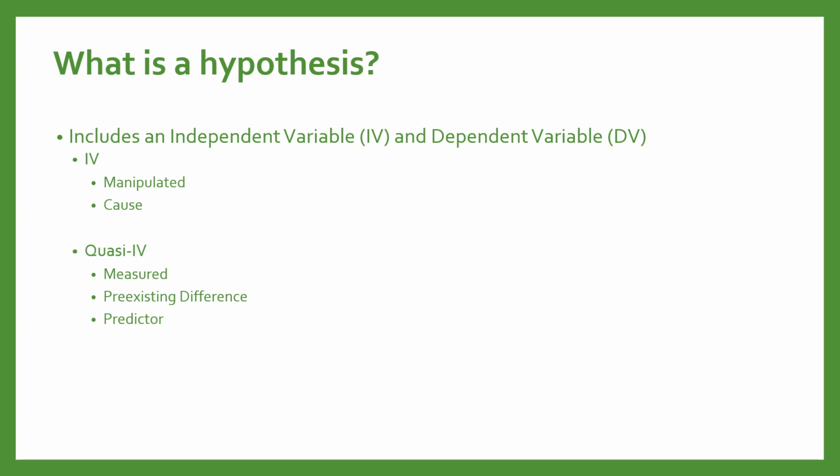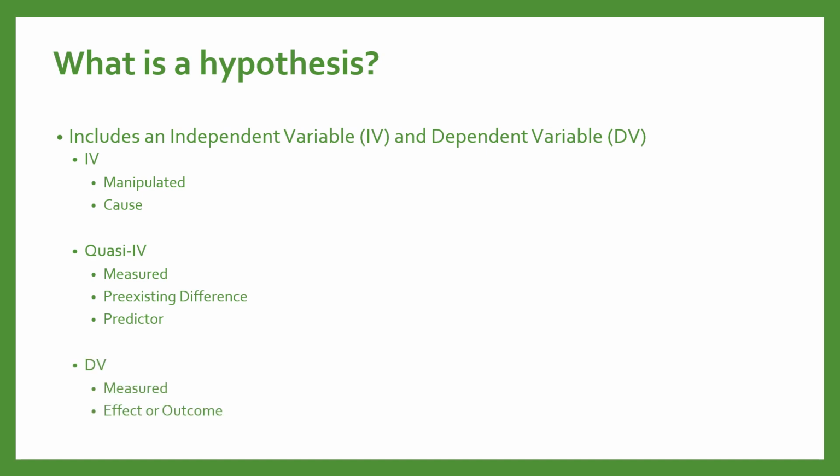Also looking at pre-existing differences as a quasi-independent variable. So maybe you think there's a difference in job satisfaction between males and females, or between people that work at different types of organizations. The researcher isn't going in and saying, today you're a man and today you're a woman, or today you work for the hospitality industry and today you work for manufacturing. That can't be manipulated. It's something that's measured and examined as a quasi-independent variable, as a predictor, not necessarily a cause.